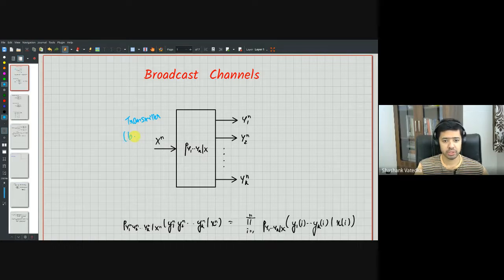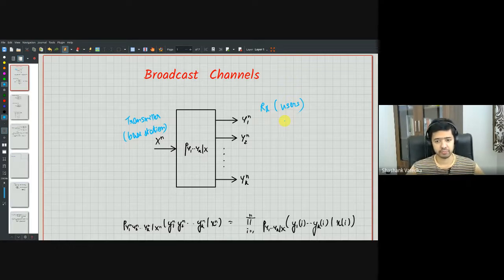In cellular communication, you could think of this as the base station, a cell phone tower, and you have K receivers, which would be the users in a broadcast channel, right?